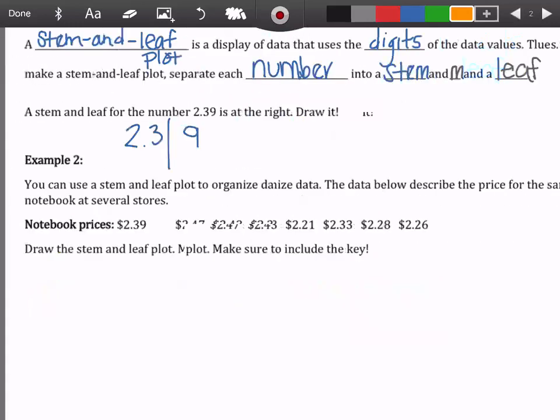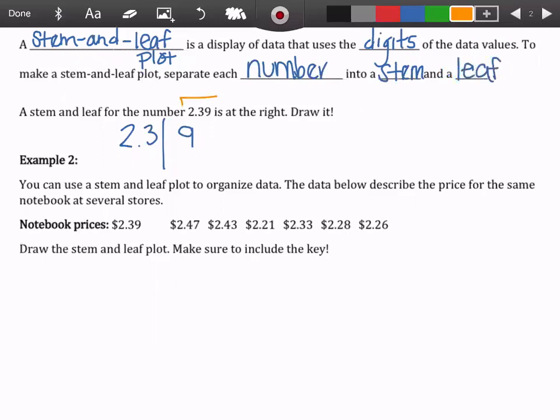So if we look at this next example, we have a stem and leaf plot, or we're going to make a stem and leaf plot. A stem and leaf plot is a display of data that uses the digits of the data values. To make a stem and leaf plot, separate each number into a stem and a leaf. So a stem and a leaf is below for this number, 2.39. So our stem is right here, and then we have a line, and then the leaf.